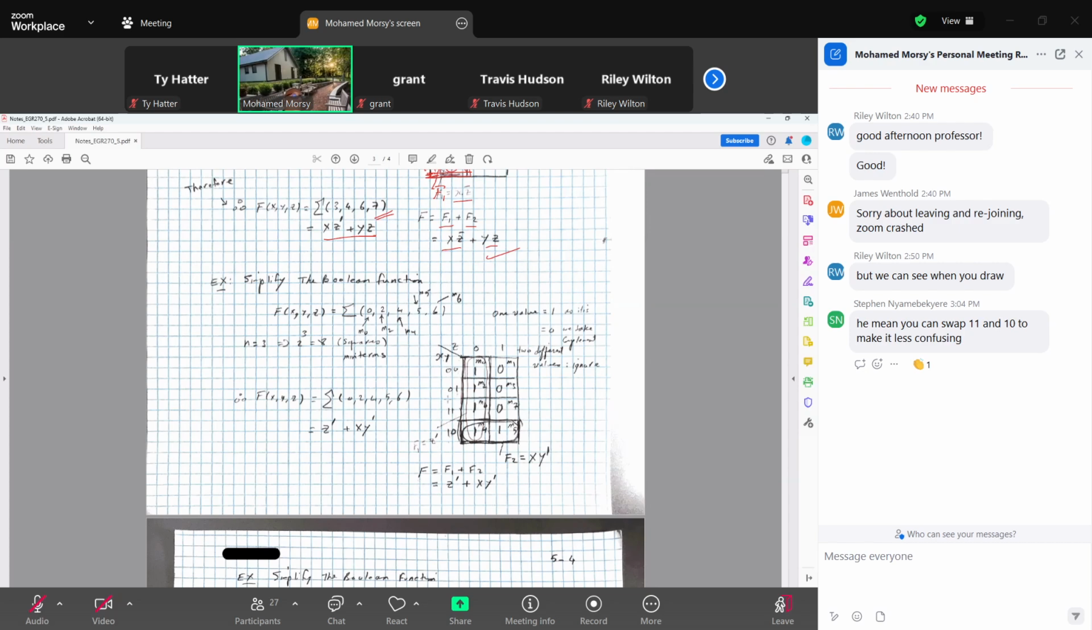So again, what is the meaning of F equals sigma, or sum, of 0, 2, 4, 5 and 6? What is meant by 0 here?